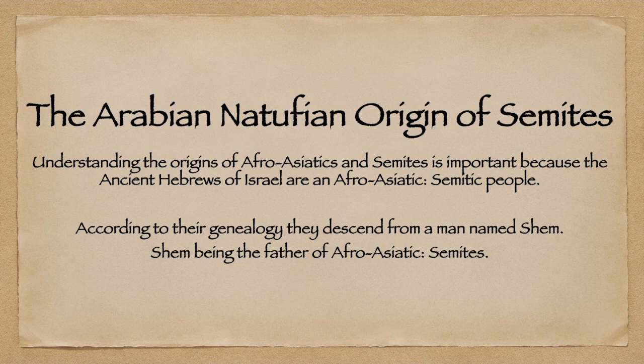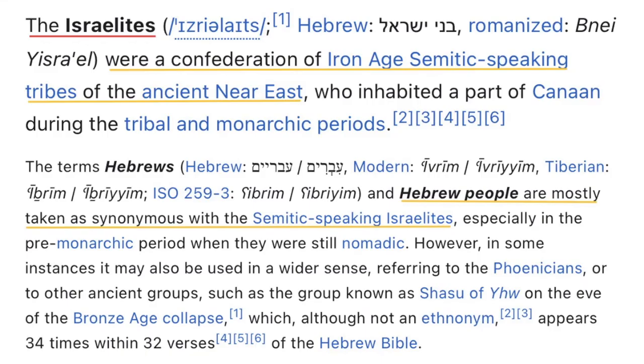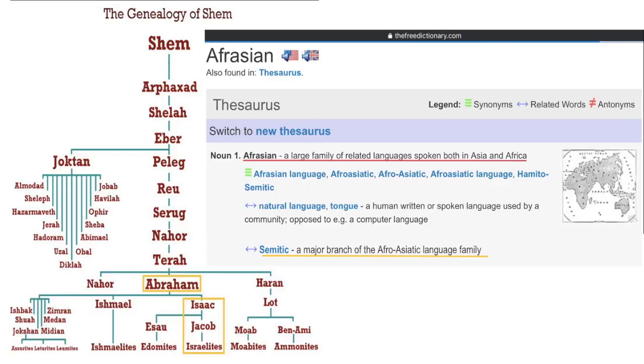Understanding the origins of Afro-Asiatics and Semites is important because the ancient Hebrews of Israel are an Afro-Asiatic Semitic people. According to their genealogy, they descend from a man named Shem, Shem being the father of Afro-Asiatic Semites. The Israelites were a confederation of Iron Age Semitic-speaking tribes of the ancient Near East. Hebrew people are mostly taken as synonymous with the Semitic-speaking Israelites.